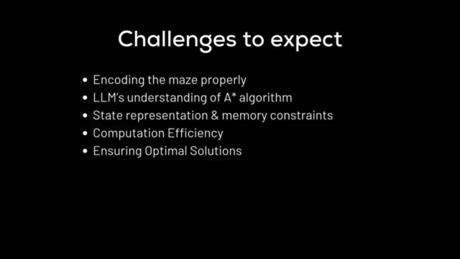Let's go over some of the key challenges we expect to face in this project. First, one of the biggest challenges is encoding the maze in a way that both the LLM and A-star algorithm can understand. The maze needs to be represented as a structured format, typically a gridded graph where nodes, paths, and obstacles are clearly defined. If the encoding is inefficient or inconsistent, it can lead to errors in navigation and pathfinding. Next, we need to ensure that the LLM has a proper conceptual understanding of the A-star algorithm.